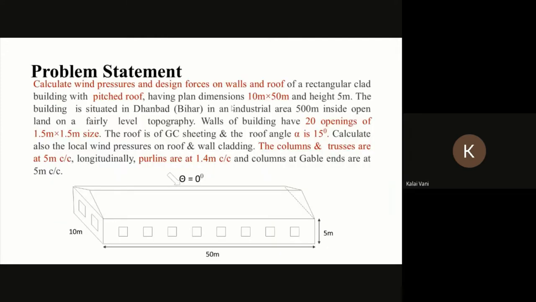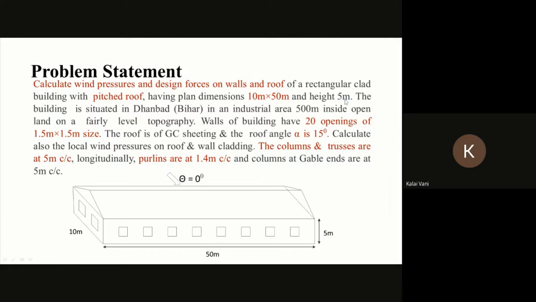So now we are going to calculate your wind load. If you have a pen and notebook, please take a note. No need to write the questions, just note down the highlighted parts alone. You are about to calculate your wind pressure and design forces on your walls and roofs. Here the building has a pitched roof, a double-sided pitched roof. Just note down the dimensions: building dimension is 10 meter by 50 meter and the height is 5 meter.